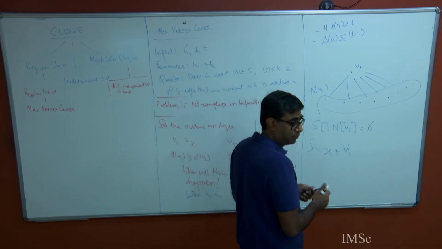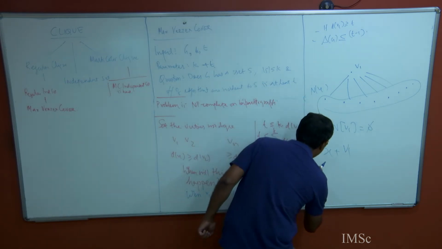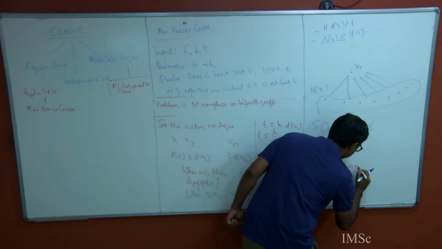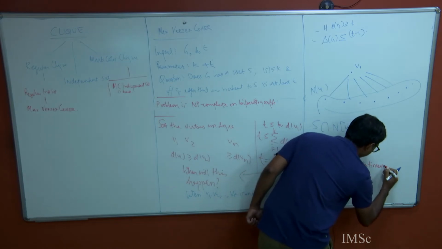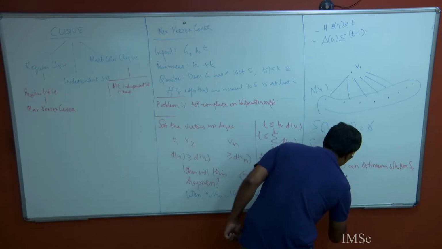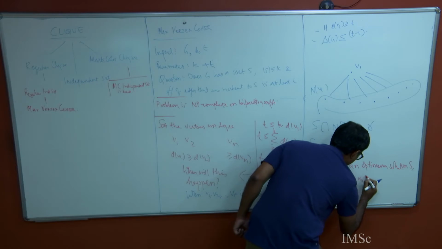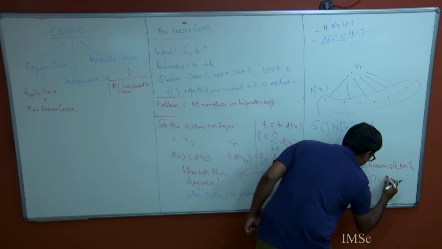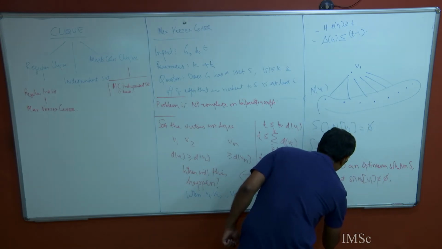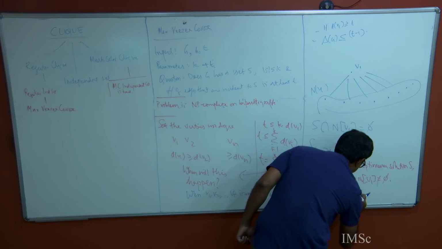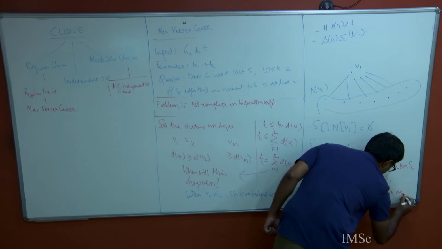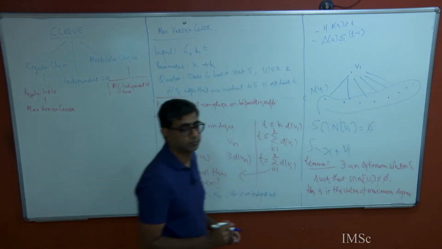right? So all I am trying to prove is the following. This is my lemma. Okay, there exists an optimum solution S such that S intersection the closed neighborhood of V1 is not equal to empty. Here V1 is the vertex of maximum degree. Is that fine?